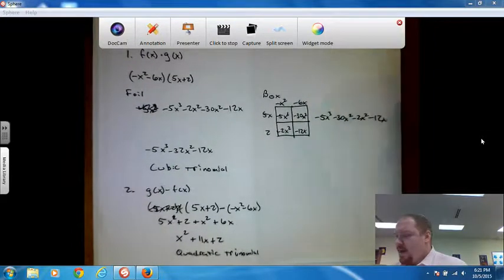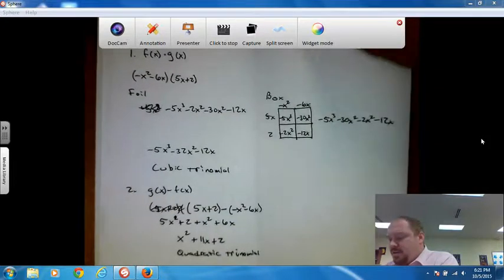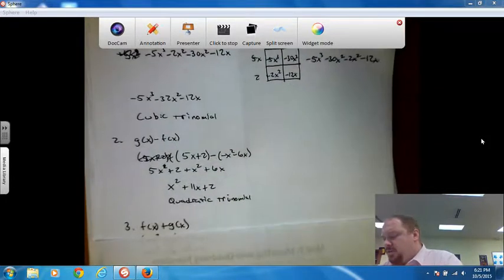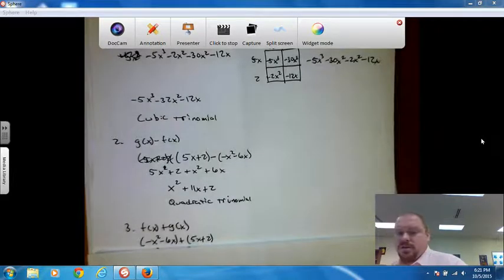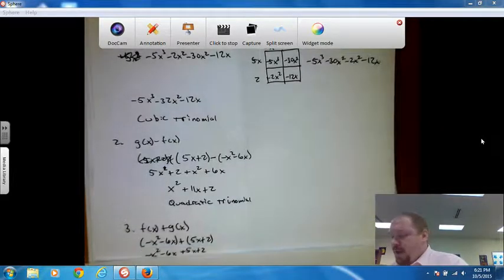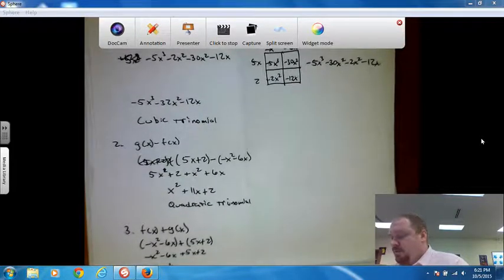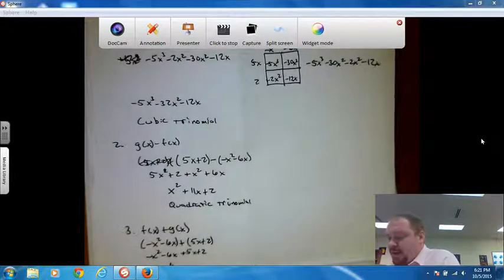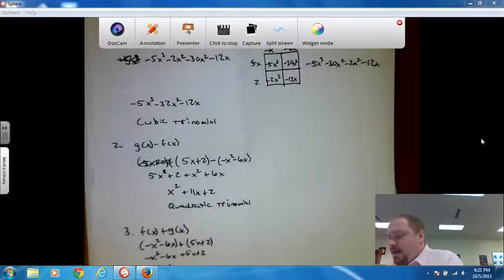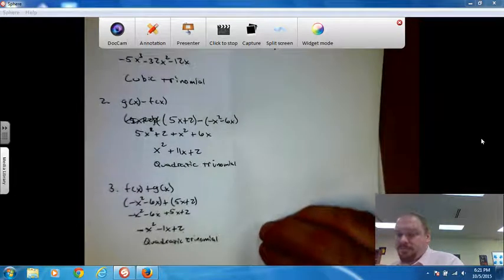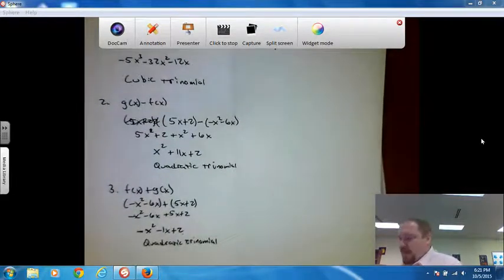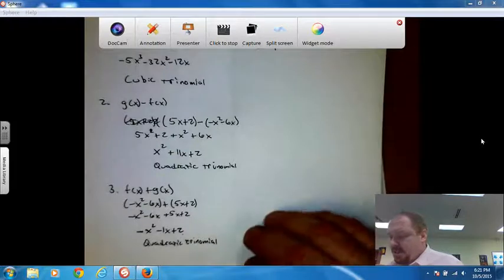And then in the last problem, they want us to add the 2 expressions together. So I fill that in, and then I drop the parentheses because it's plus. Combine like terms. Negative 6x plus 5x is negative 1x. And then I can name this one as a quadratic trinomial as well. That is all for the first section.